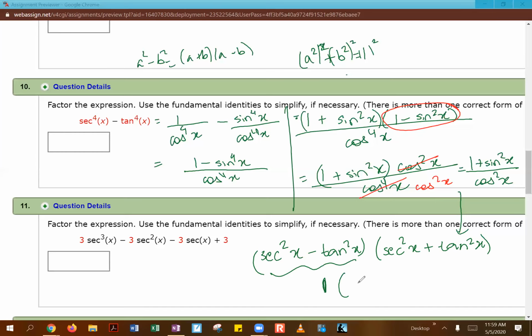But then you are still left with 1 over secant, which would still be 1 over cosine. This would still be sine over cosine squared. And we're still getting the same answer, right? 1 plus sine squared x over cosine squared of x. I think, yeah, this is probably how far we go then.